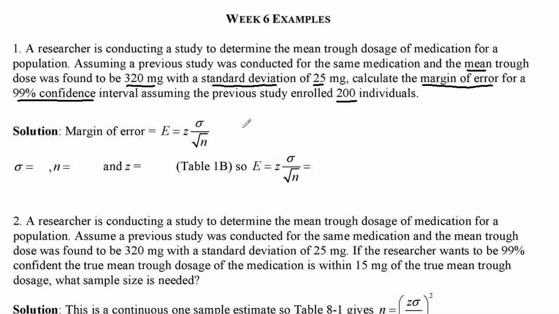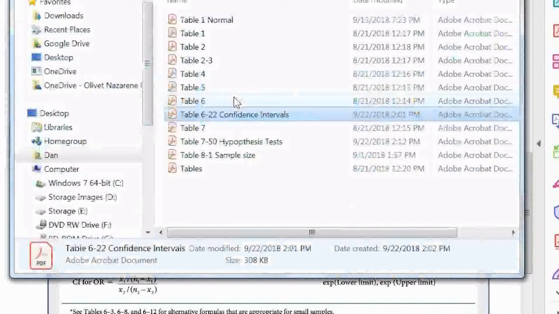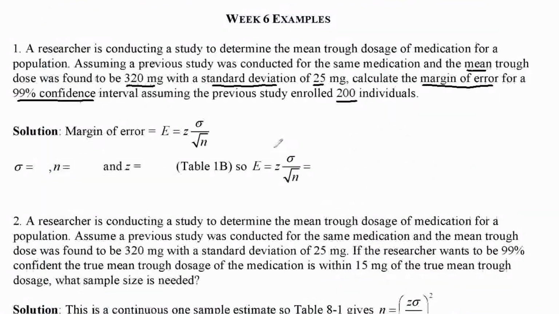So first of all, margin of error comes from the confidence interval formula. So let's go to the confidence interval table here. That's table 622, and we have one sample, and they were talking about mean, so this is going to be confidence interval for the mean. That's a continuous variable. So x bar is the point estimate, and then this portion right here, the z s over root n, that's your margin of error. It's the amount that you're adding and subtracting to your point estimate. So that's where this formula comes from. So E stands for the margin of error. In there we need z, sigma, and n.